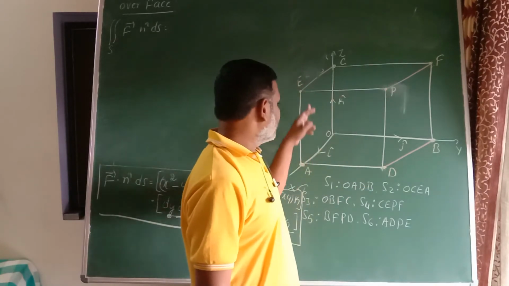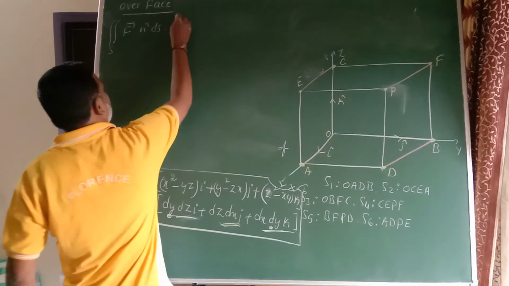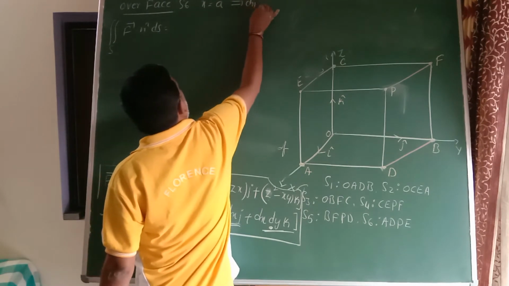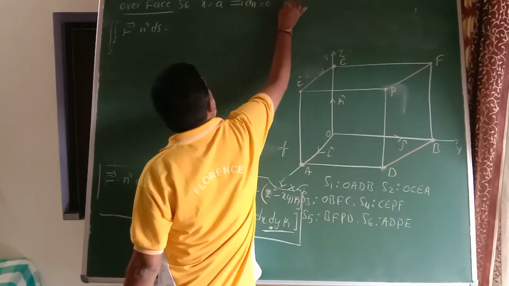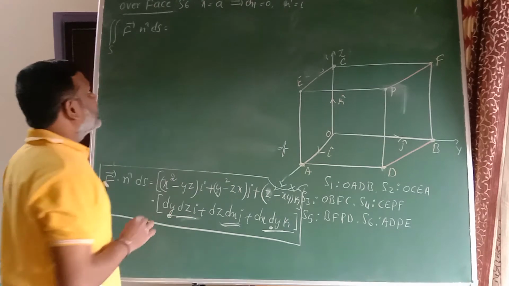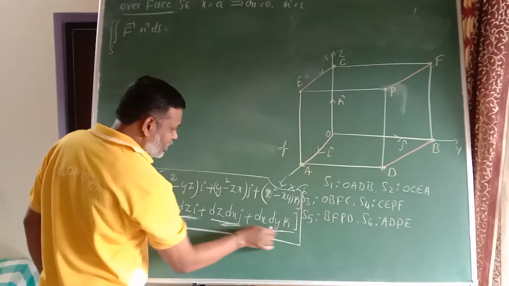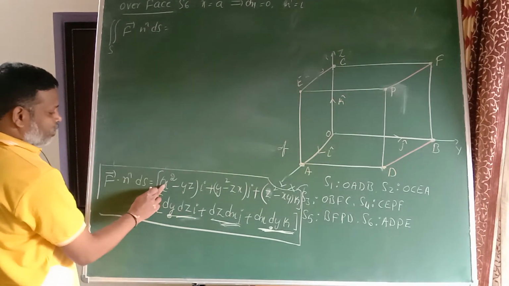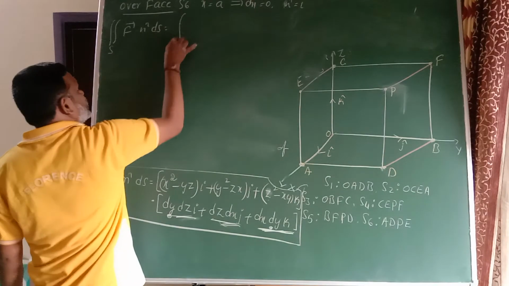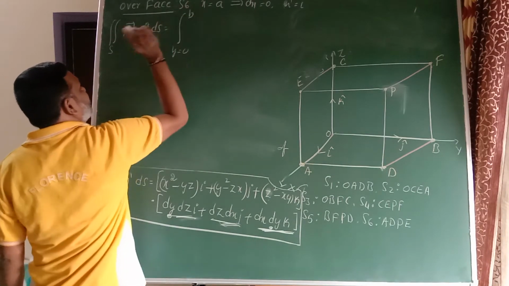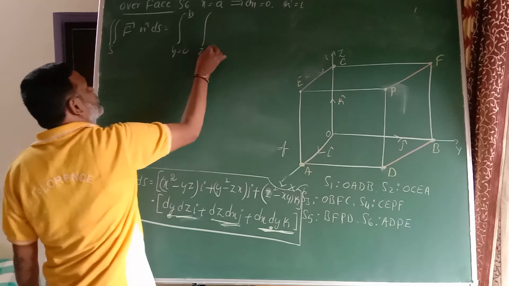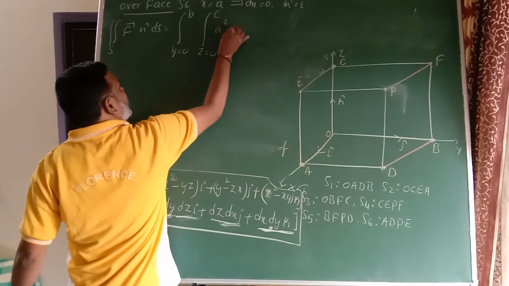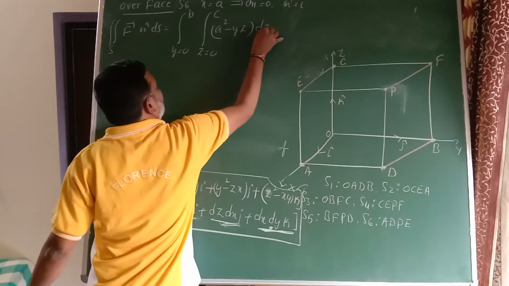ADPE. There is x, that is x is equal to a. As you know that x is equal to a, that implies dx is equal to 0 and n cap is equal to i itself. Okay. So now we have to take dx is 0. Here also dx, here also dx, then get cancelled. Concentrate on this one only. i dot i is 1 and x is a. What happens here? a square minus yz. So here y is from 0 to b because x is absent, and z is from 0 to c. Okay, x is a, so a square minus yz into dz into dy.